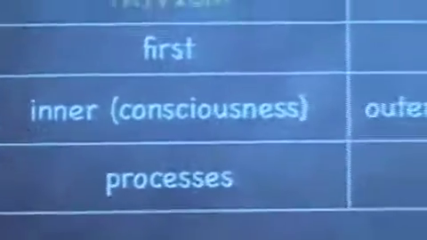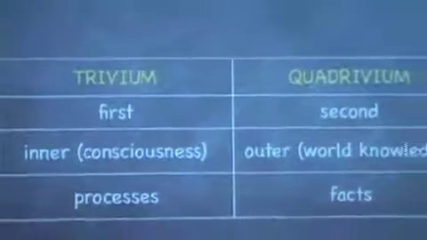The trivium related to the inner being of the person, that is, relating to a person's consciousness and abilities to do things and thinking. And the quadrivium related to the outer world knowledge, because that was after the birth of science and astronomy and more inventions and so on were available. So the trivium related to processes, and the quadrivium related to facts.